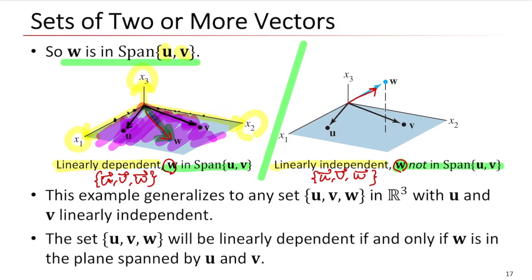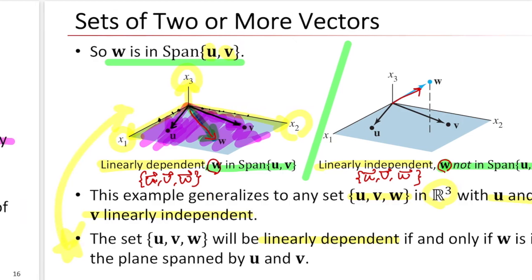So, this example generalizes to any set of U, V, W in R3 space with U and V linearly independent. To conclude, we can say the set U, V, W will be linearly dependent if and only if W is in the plane spanned by U, V. So this is the case of this one.